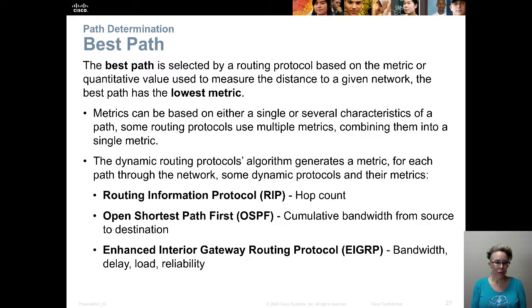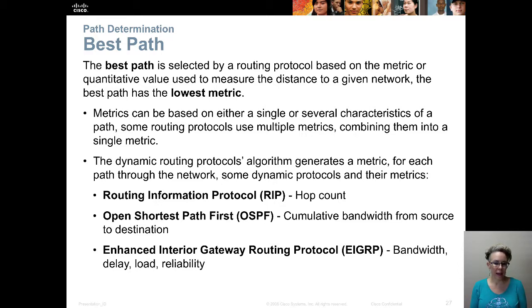So the three that we will work with in the Cisco courses that you'll be taking is RIP, the Routing Information Protocol, and that just looks at hop count. And what is a hop? A hop is a router. So it looks at the number of routers. So let's say I'm at point A and I need to get to point B. It counts how many routers are in between A and B. That's the hop count.